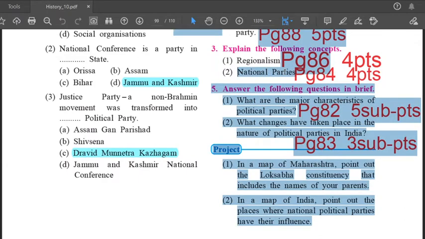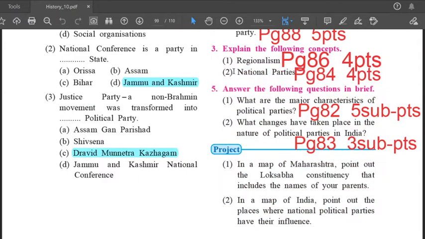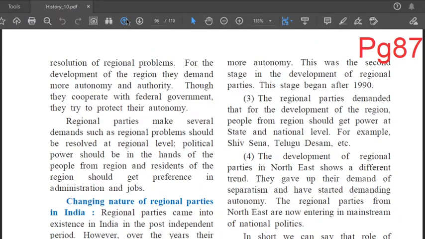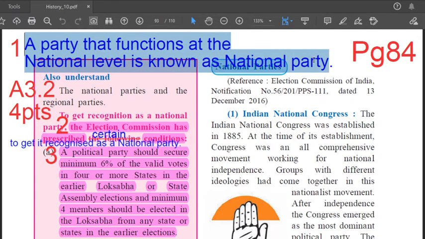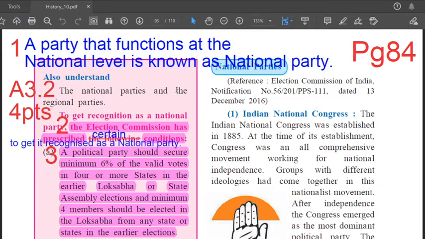3.2, national parties. The answer is on page number 84. Left hand side, can you see this pink box? The entire answer is in this box itself. Now the first point is not there in the textbook, so I have written it in blue. We'll see the first point. A party that functions at the national level is known as national party. This is your first point.